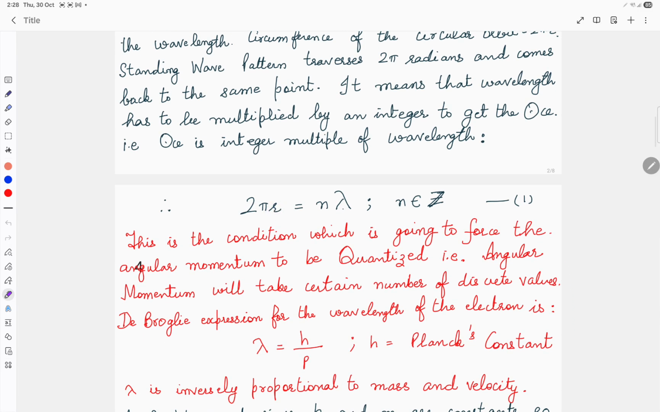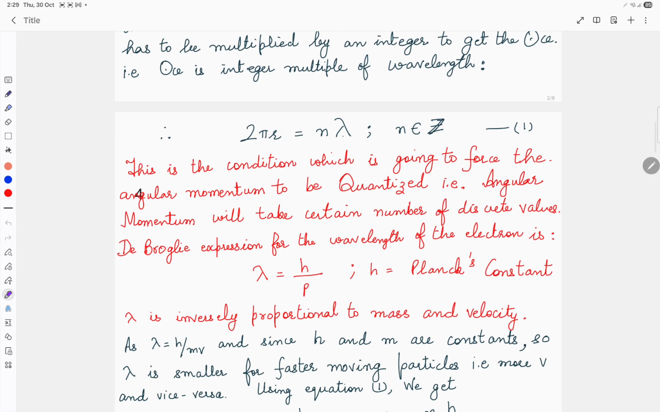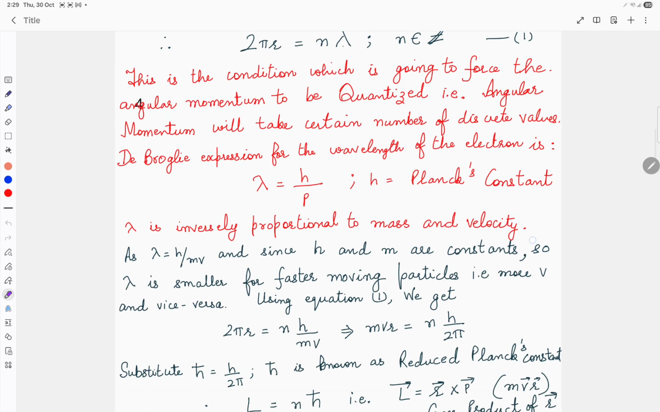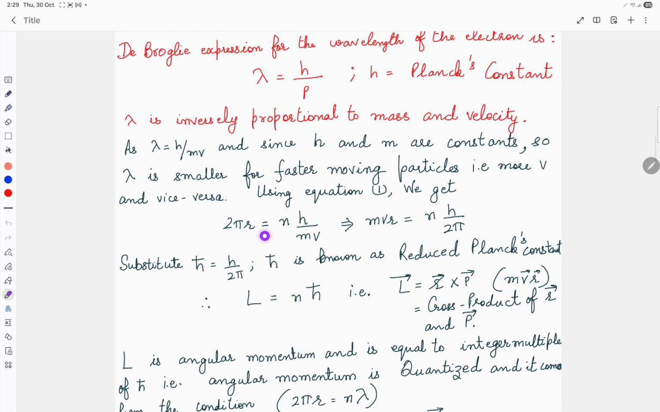Now we know that the wavelength is given by h over p, that is de Broglie's expression. If you replace p with mv, you will get lambda equal to h over mv. Just replace lambda with h over mv in the circumference condition. What you will get is 2 pi r equal to n times h over mv.